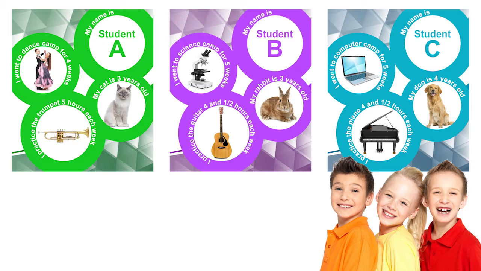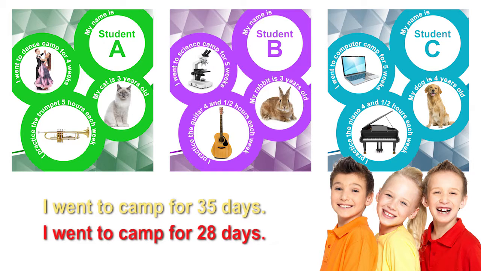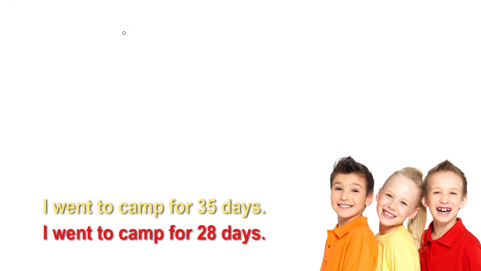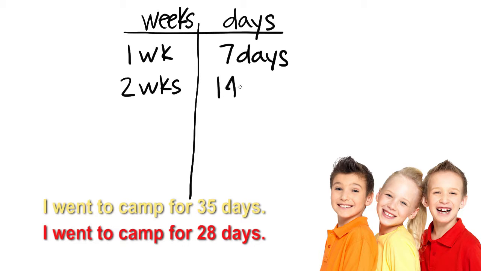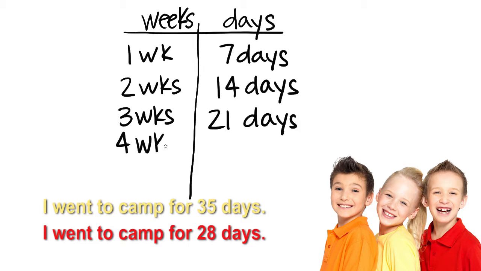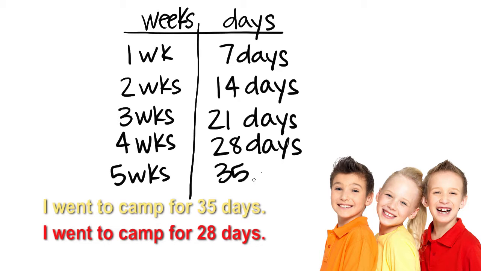To begin with, let's look at the information on the posters related to camp. Polly went to camp for 35 days and Seth went to camp for 28 days. To compare weeks to days, we need to have the same units. Let's fill out the key chart comparing weeks to days. We know that 1 week is equal to 7 days. 2 weeks equals 14 days. 3 weeks equals 21 days. 4 weeks equals 28 days. 5 weeks equals 35 days.